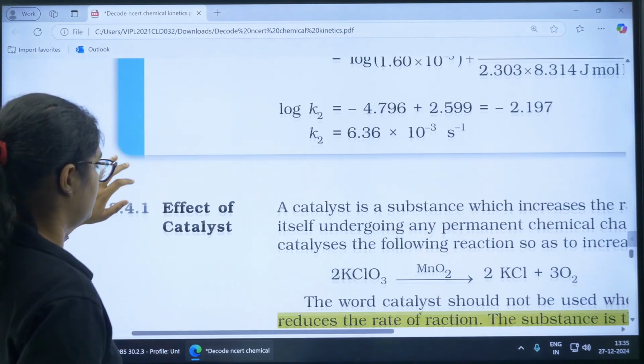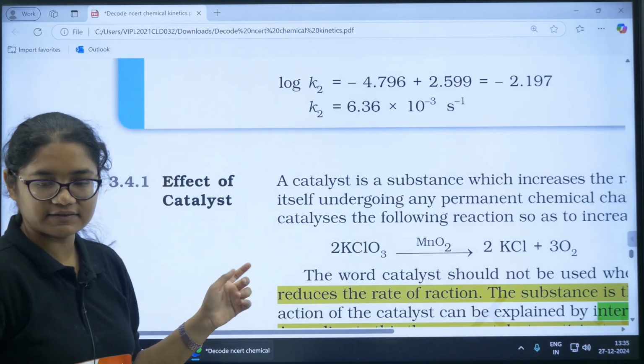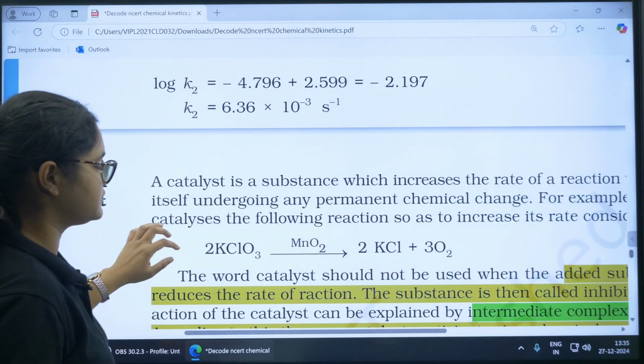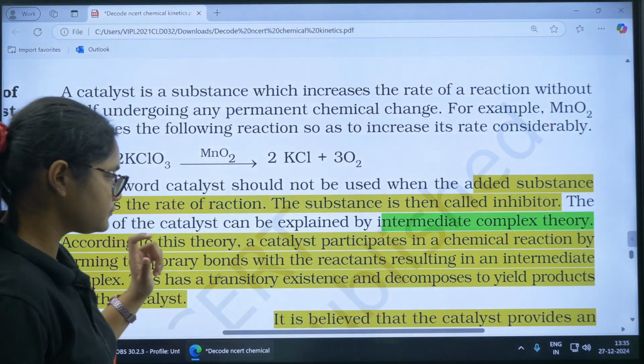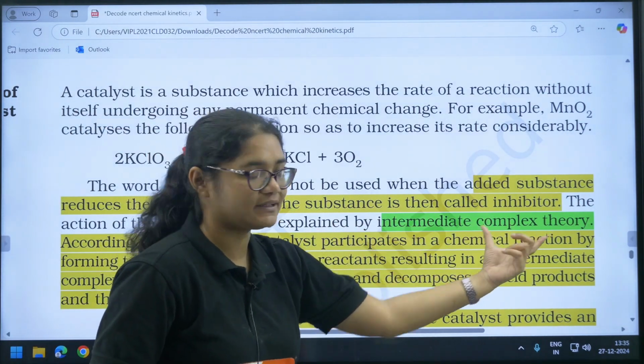okay, yeah, this is the effect of catalyst, this is very important again. So what is a catalyst? First the definition of catalyst. Okay, next what does the intermediate complex theory tell you.